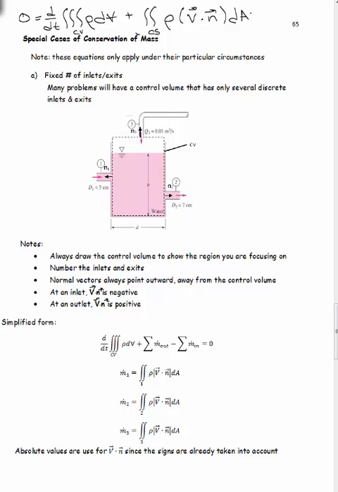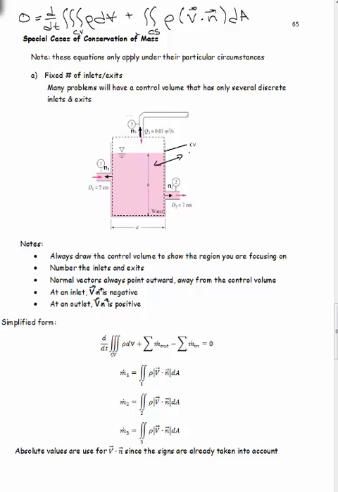All right, so we don't usually use this generalized equation. Usually we simplify it because we don't have rho changing all over our volume, and it's maybe not an unsteady problem, which is where we got this d/dt term. So there are a lot of simplifications we can make. The first one is a fixed number of inlets and exits. Normally we don't have flow coming in and out every which way at the edges of our control volume.